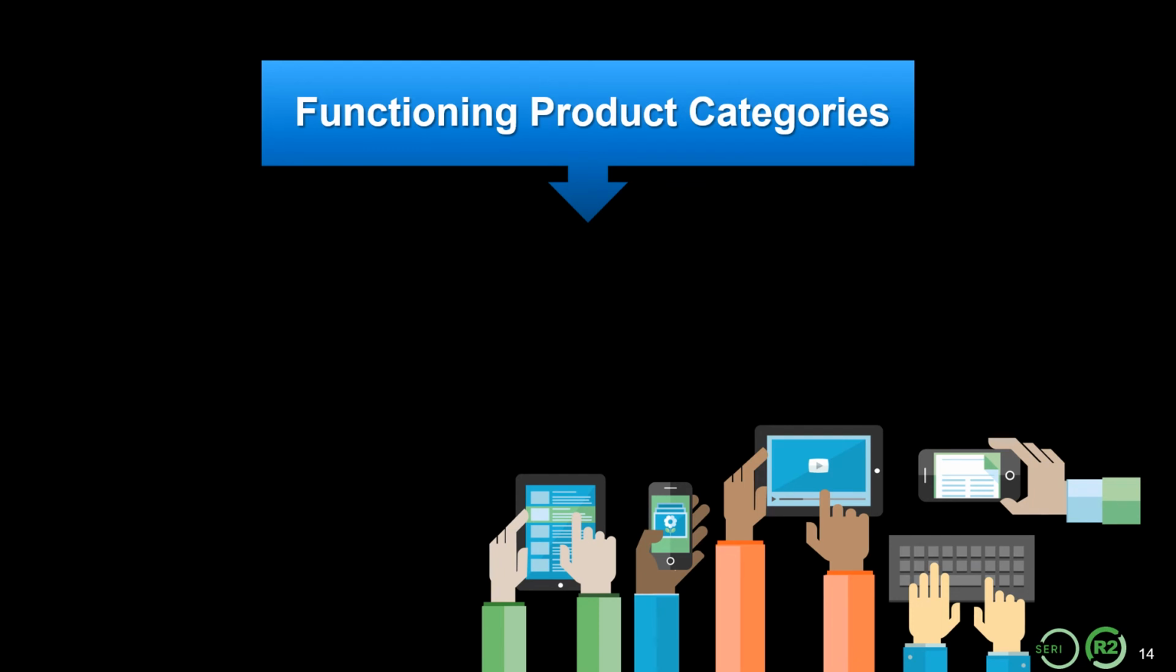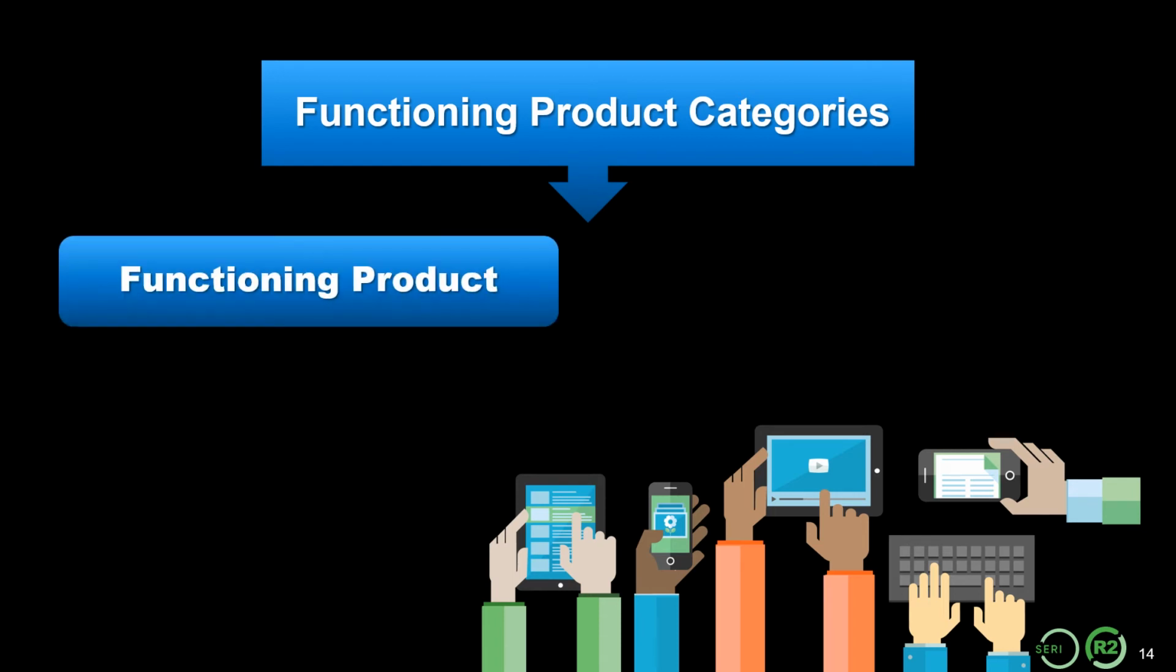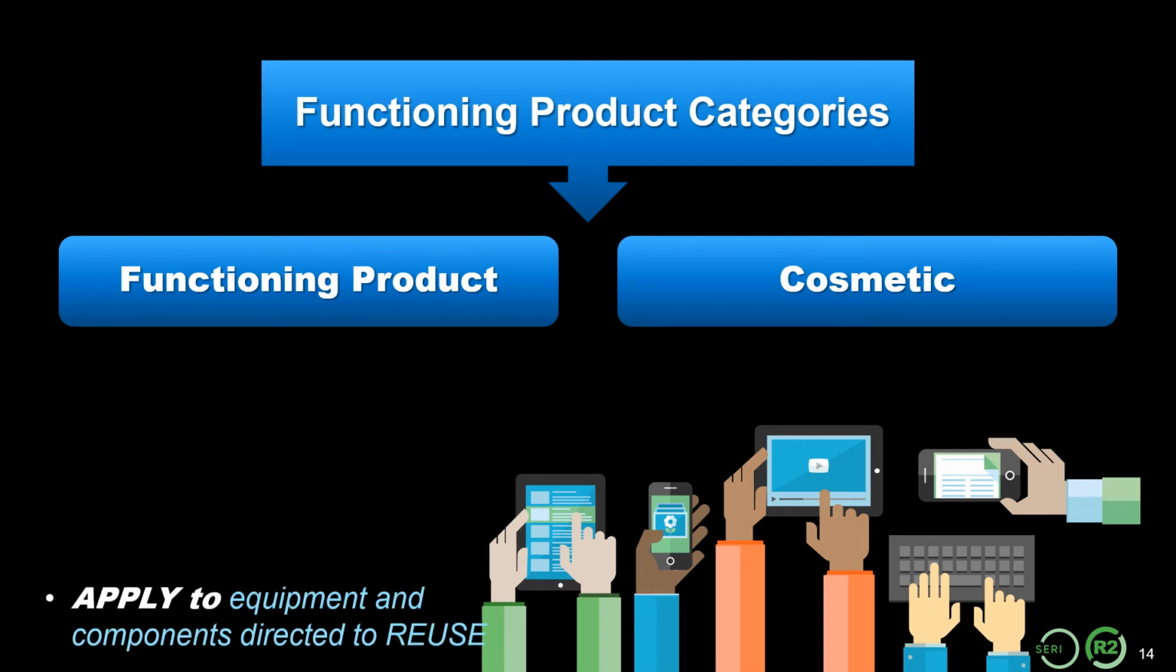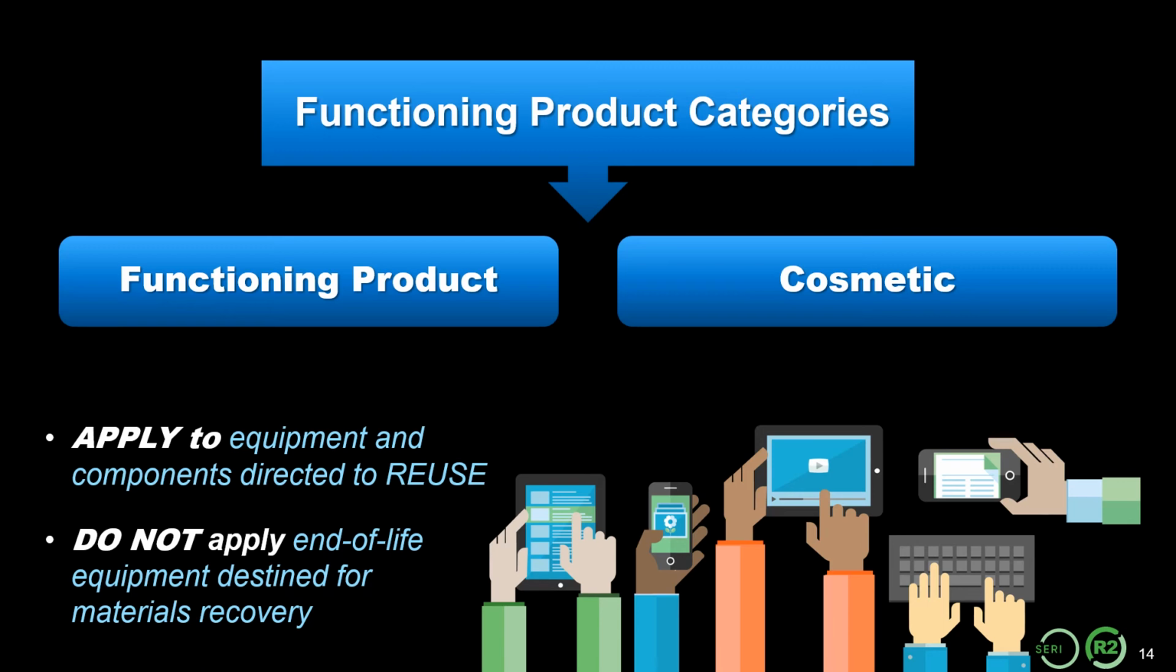The two functioning product categories that facilities must evaluate are functioning product categories used to identify the level of functionality of the devices or components, and cosmetic categories used to identify the cosmetic and physical appearance. These functioning product categories are for equipment or components that will be directed to reuse. They do not apply to end-of-life equipment that's destined for materials recovery. So first, let's examine the categories that define the level of functionality.